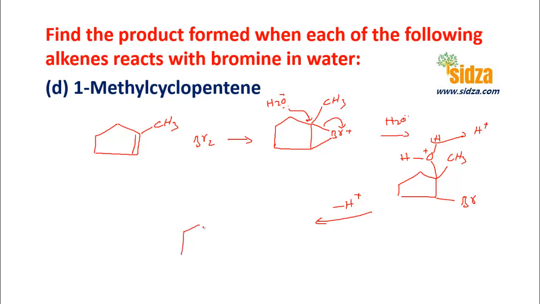So what do you get? You get a compound like this, OH here, methyl group here, and a CH and a bromine here. So again, look at the net reaction: bromine is added to this particular carbon, and hydroxyl group is added to this carbon over here. Double bond breaks, and you add the two species, bromine and the hydroxyl group.